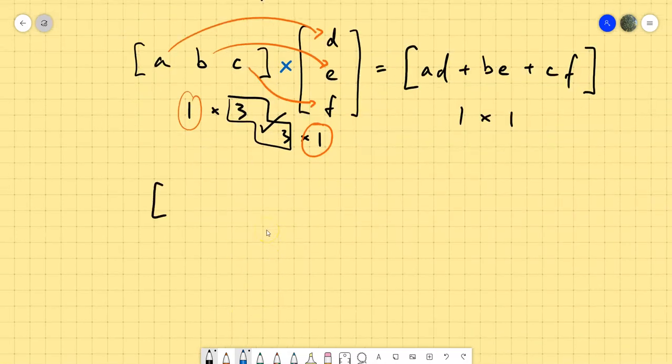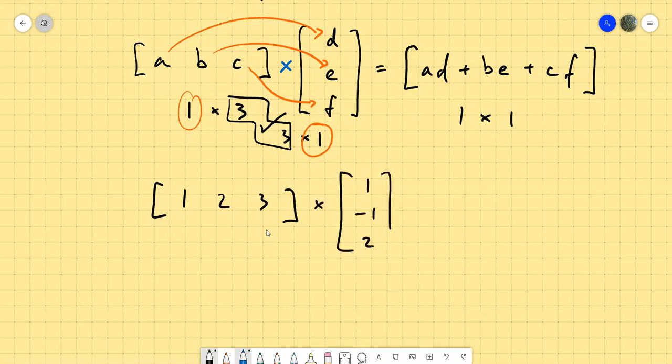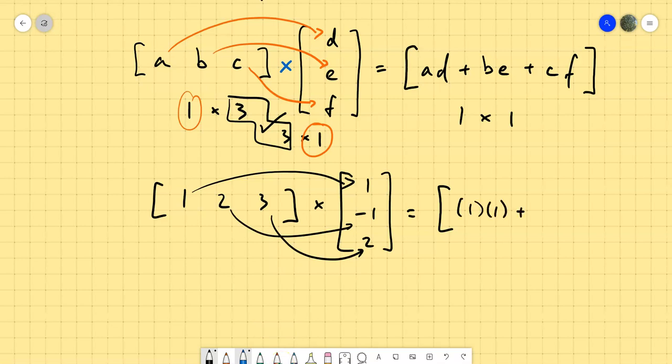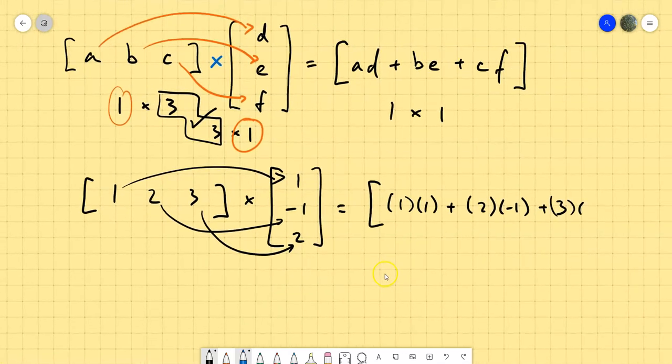So, really quick example. Let's see if we've got the matrix here. 1, 2, and 3. And on this side, we'll just have 1, -1, and 2. Alright? So again, we'll multiply the first element in the first row with the first element in the first column of the other one, and so on. So that'll be 1 times 1 plus 2 times -1 plus 3 times 2.